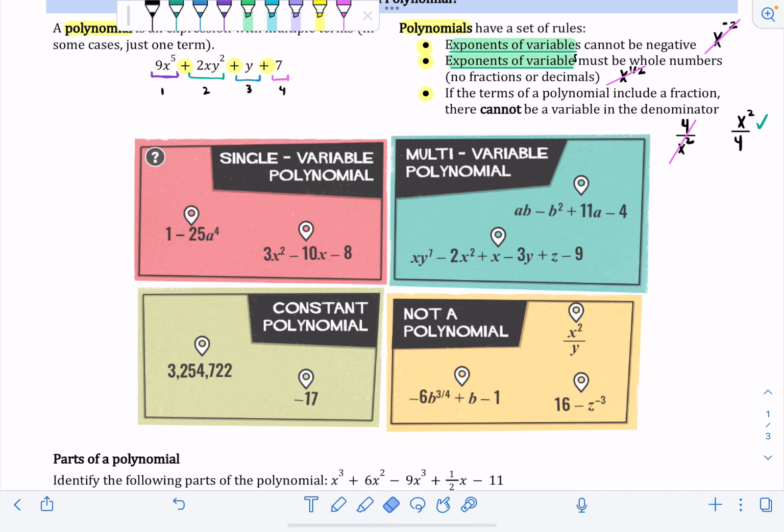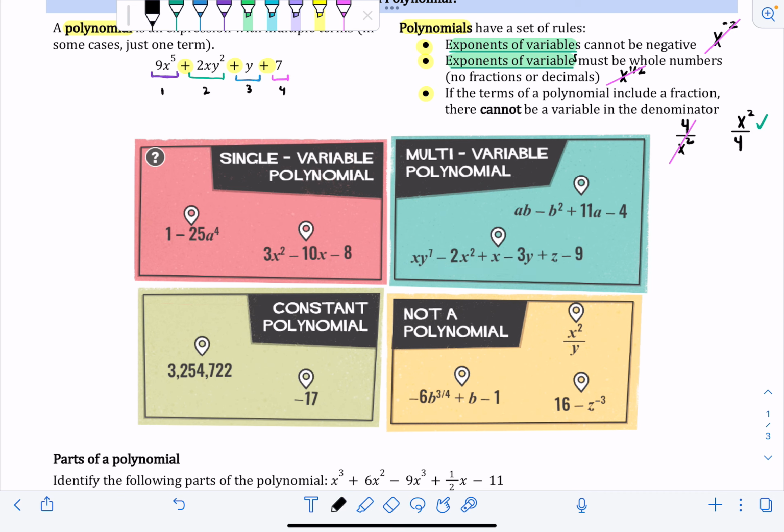And then same thing in the second one. xy to the 7th minus 2x squared plus x minus 3y plus z. This one actually has three different variables. So it has an x, it has y's, and it has a z. Then of course there's the other x's and y's here as well. But there's three different letters, there's three different variables. It is a multivariable polynomial.